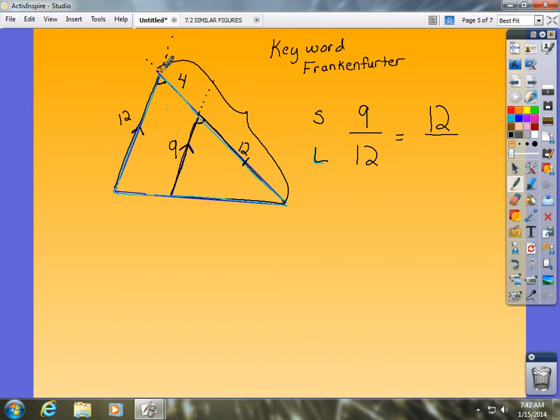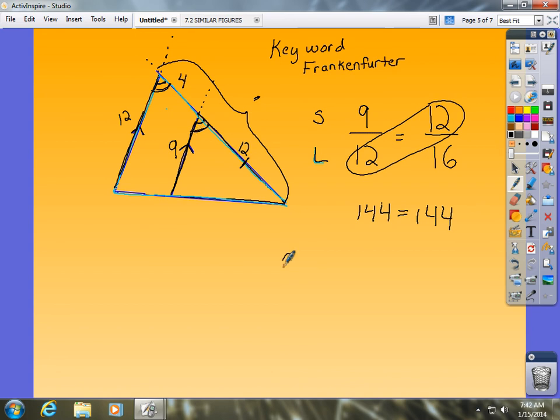Okay, are they equal? 12 times 12 is 144. And 9 times 16 is also 144. So I have proportional sides, 1, 2, 1, 2, and the angle in between those sides is congruent to each other. So this is another example of side, angle, side.